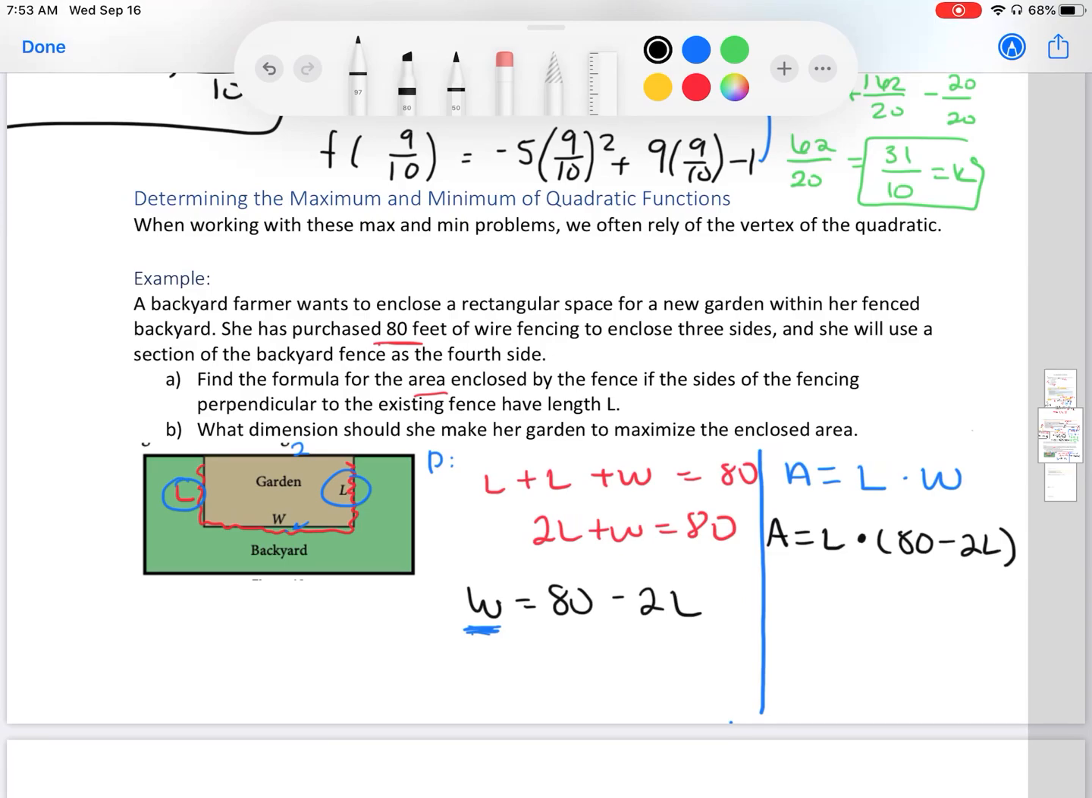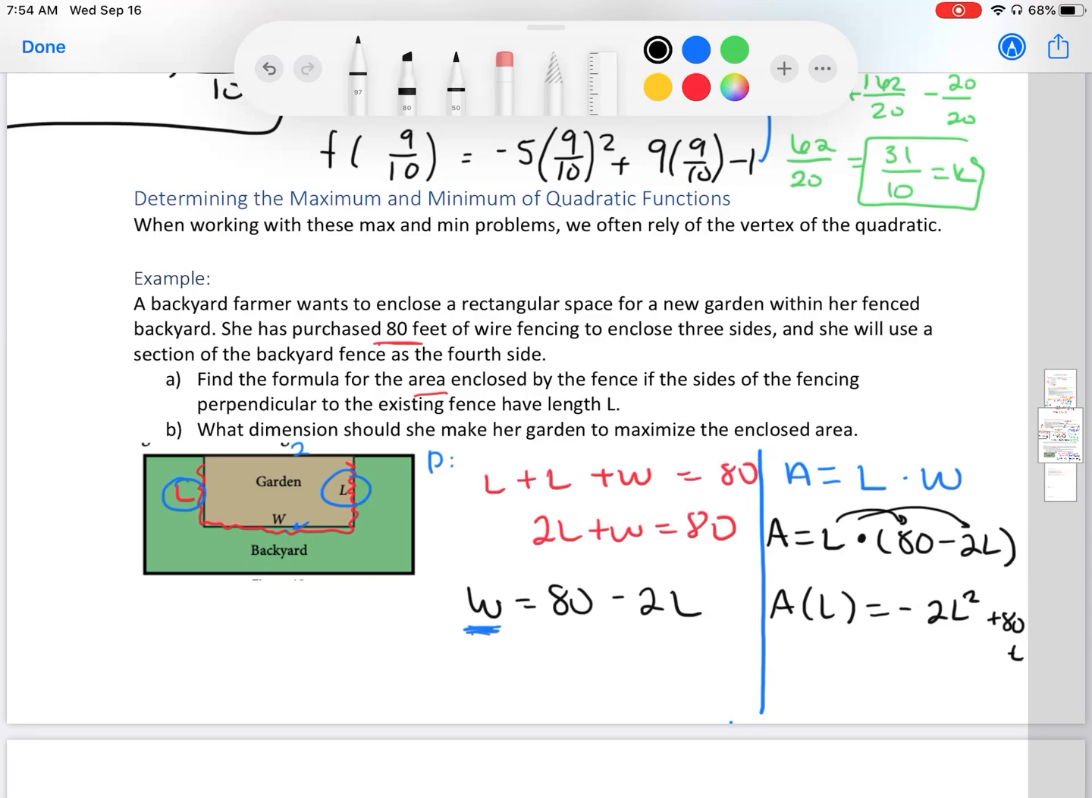Once I distribute the L, so you multiply them in, we get A equals negative 2L squared plus 80L. That's cool. Does that look familiar? That's a quadratic. This will let us manipulate our lengths to find a maximum value for our fencing.